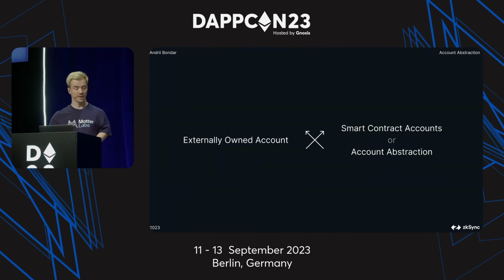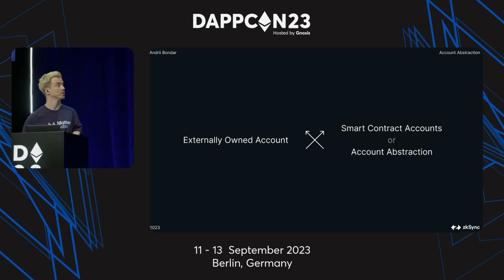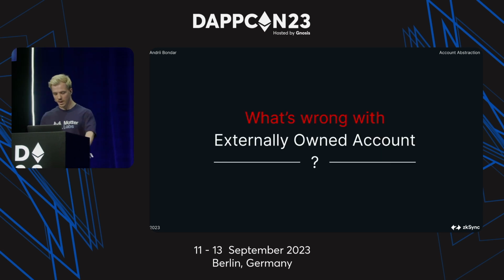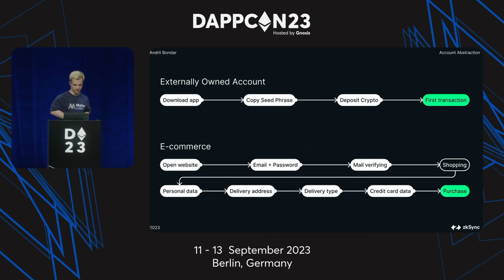As you all know, there are two types of accounts: externally owned accounts and smart contract accounts, which are enhanced with account abstraction. Before talking about account abstraction, what's wrong with externally owned accounts? Of course, you can talk about all the limitations, like security risk and seed phrases, but look at this slide. The externally owned account is not complicated. You just download an app, copy the seed phrase, deposit crypto, and this is it. You can make your first transaction.